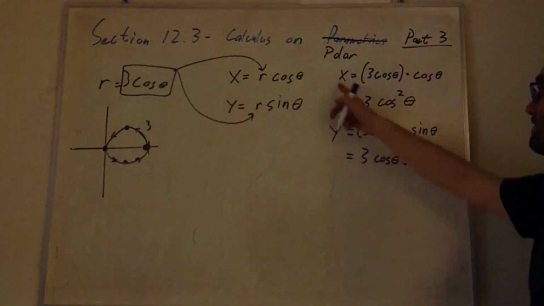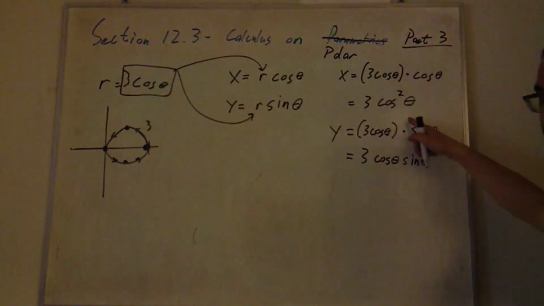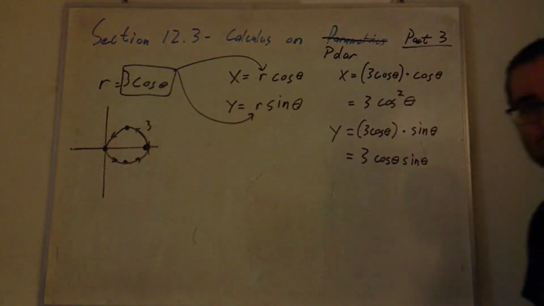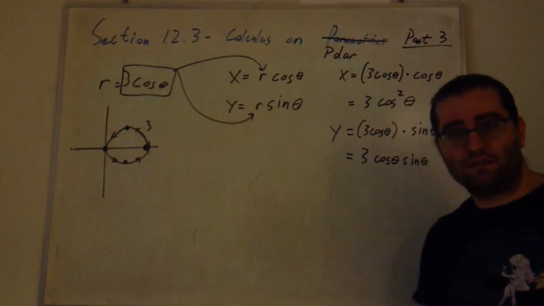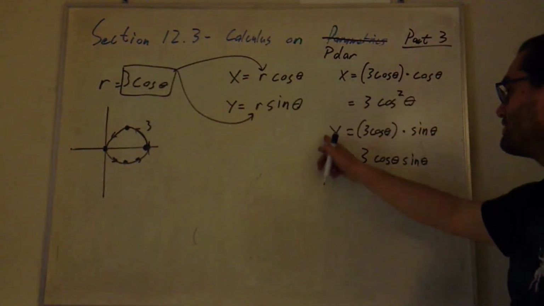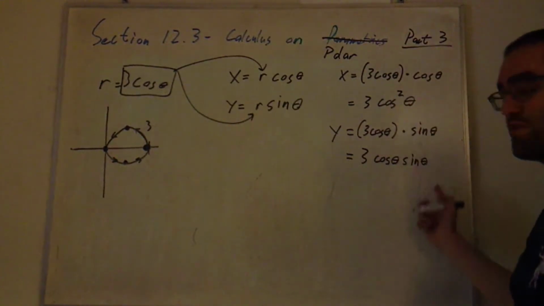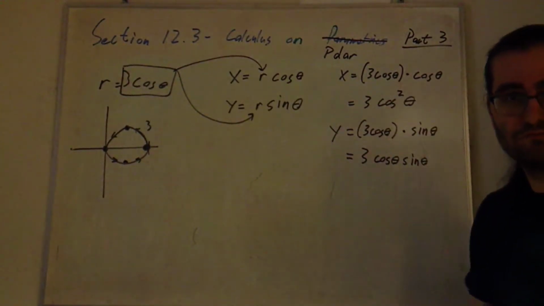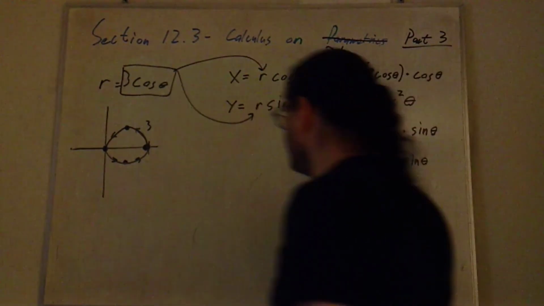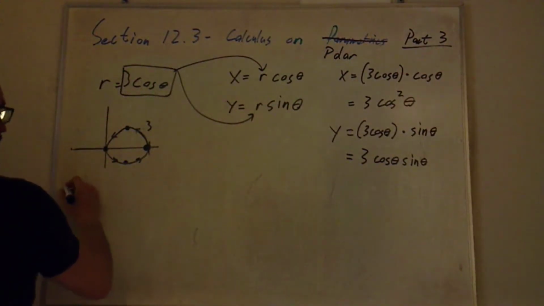So now we have x as some function of theta and y as some function of theta. All we have to do is pretend that theta is t, and now we have a parametric function. X and y are both functions of an independent third variable, theta. Easy. So, I'm going to get some derivatives.